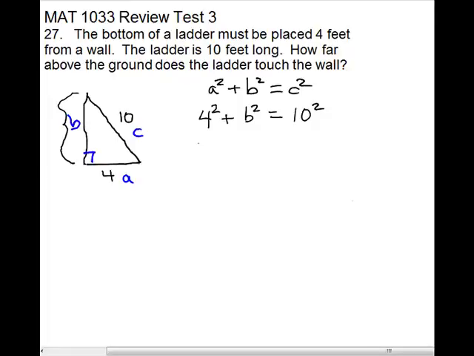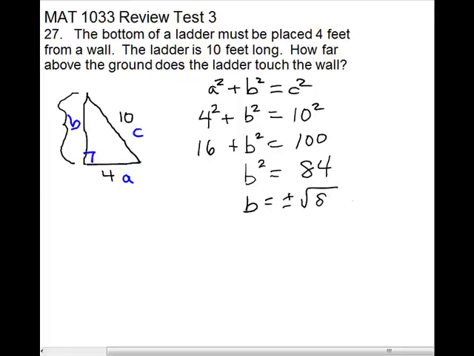Work out all you can. 4 squared is 16 plus b squared equals 100. Subtract your 16 from both sides. So b squared equals 84. Take your square root. You don't want b squared, you want b. So b equals plus or minus the square root of 84. It's distance, so we're going to want the positive square root there. So b is equal to the square root of 84.